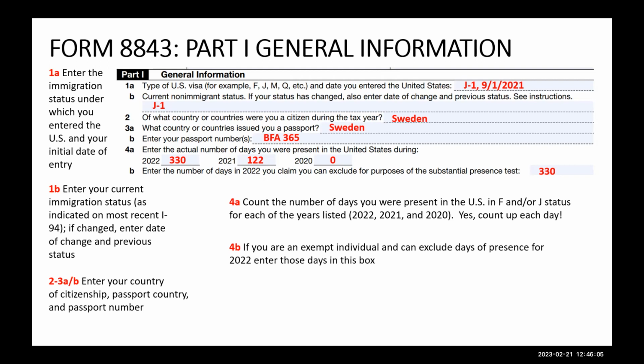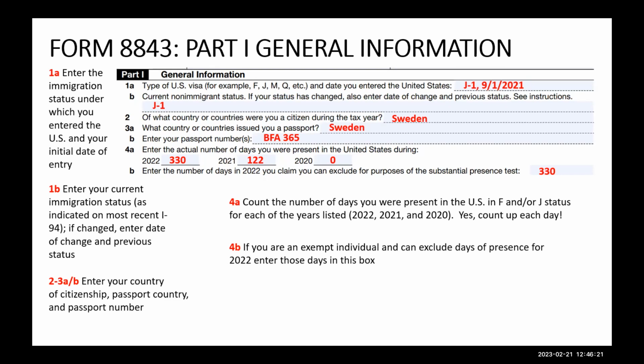Next question. I already answered. Deadline is April 18th. Let's see, next question. I came to the US in 2021, but did not fill this 8843 last year. Is it a problem? I don't know if it will be a problem.